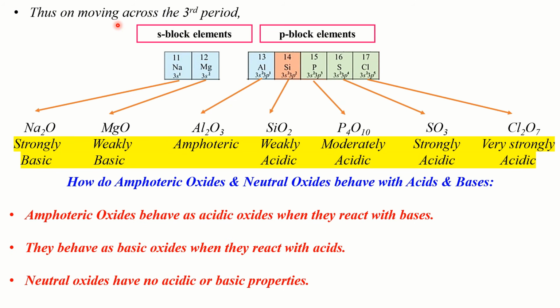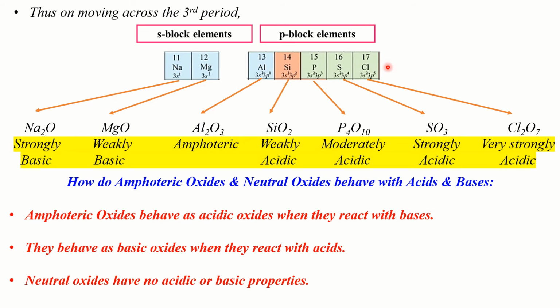Thus, on moving across the third period, one can find that sodium oxide is strongly basic, magnesium oxide is weakly basic, alumina is amphoteric, silicon dioxide is weakly acidic, phosphorus pentoxide is moderately acidic, sulfur trioxide is strongly acidic, and dichlorine heptoxide is very strongly acidic. So to sum up, the basic nature of oxides decreases as we move from left to right across the period. Or in other words, the acidic nature of oxides tends to increase as we move from left to right of the periodic table.